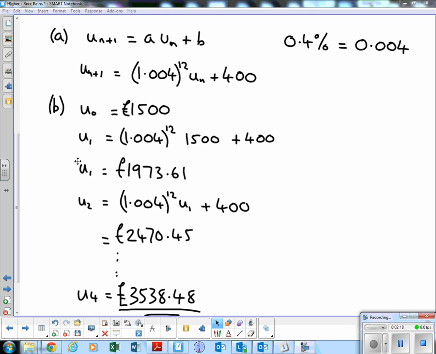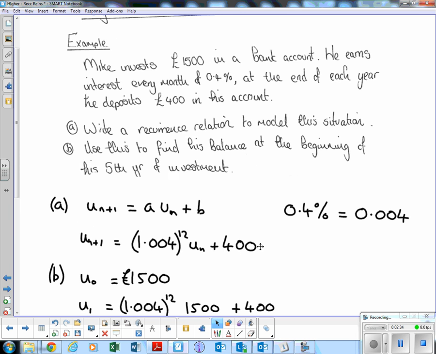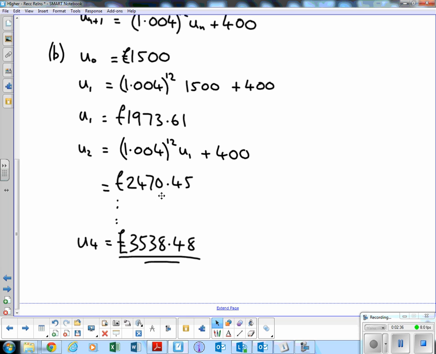So as I was saying, U1 is £1,973.61. So that is how much the person has after 1 year. After 2 years, he will have £2,470.45. That will be he, it's Mike. So find out U3, and we could also find out U4, which is £3,538.48. So after 4 whole years, Mike has that much money.